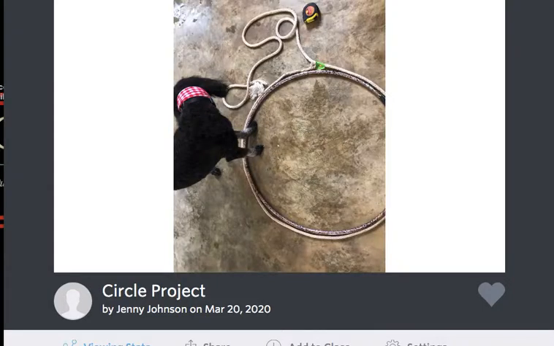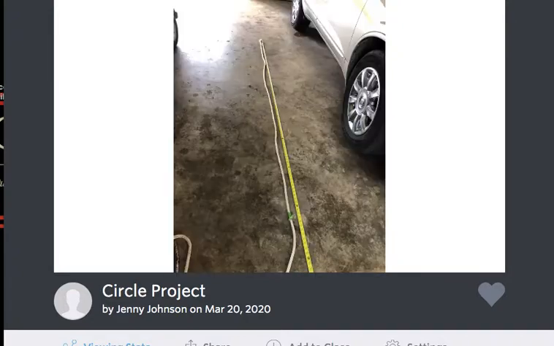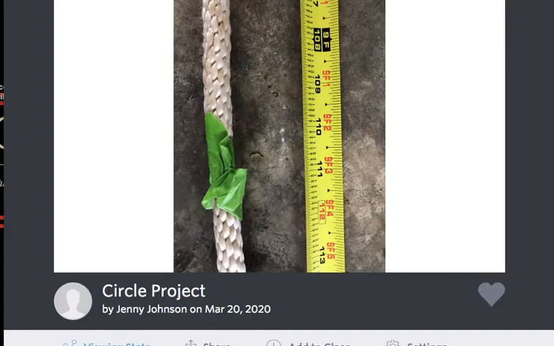Then I took the rope and I put it around Lucy's hoop, and I put a piece of green tape here to show the circumference of the circle. The circumference is the distance around the outside of the circle. I unfolded that and I took the tape measure and I measured what that distance was. And you can see here that that distance is 111. And this represents the circumference, the distance around the outside of that circle.